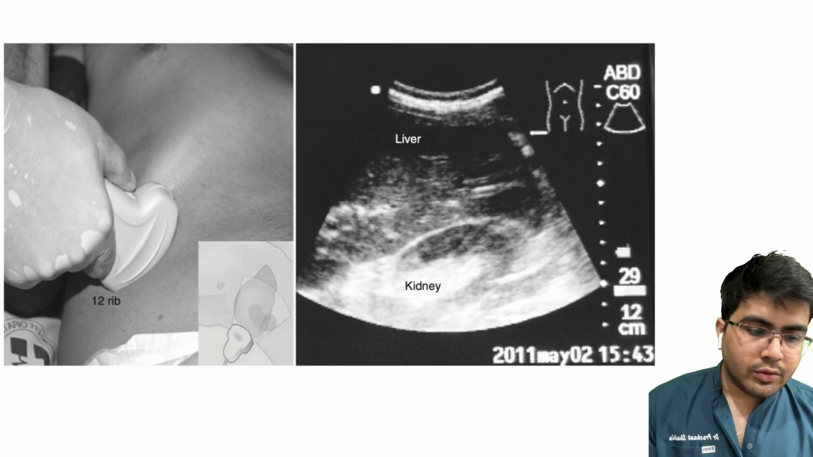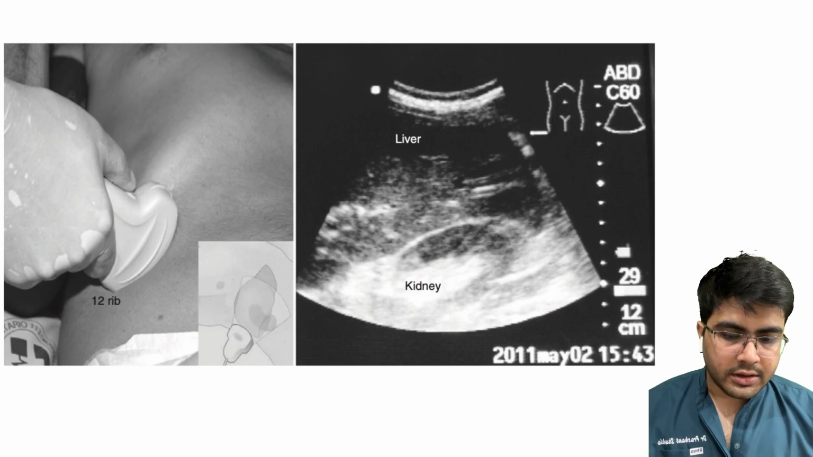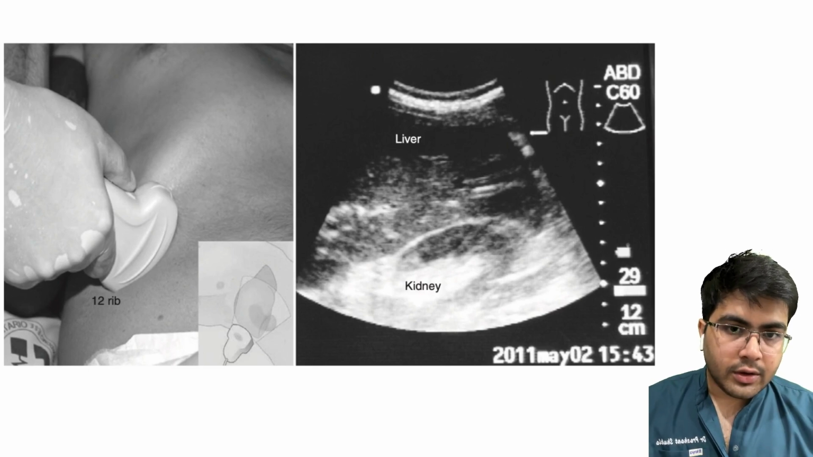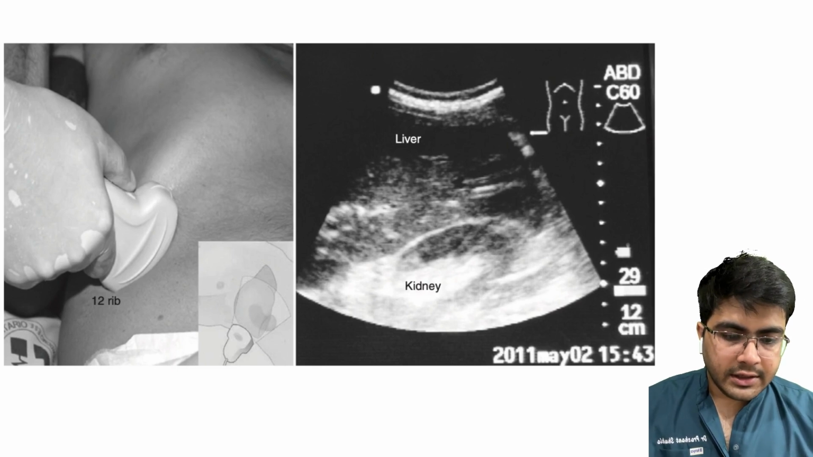The next thing you do is look at the perihepatic window. Here you put the USG probe at the 12th rib along the mid axillary line, and you look for any free fluid between the liver and the kidney, that is the Morrison pouch.